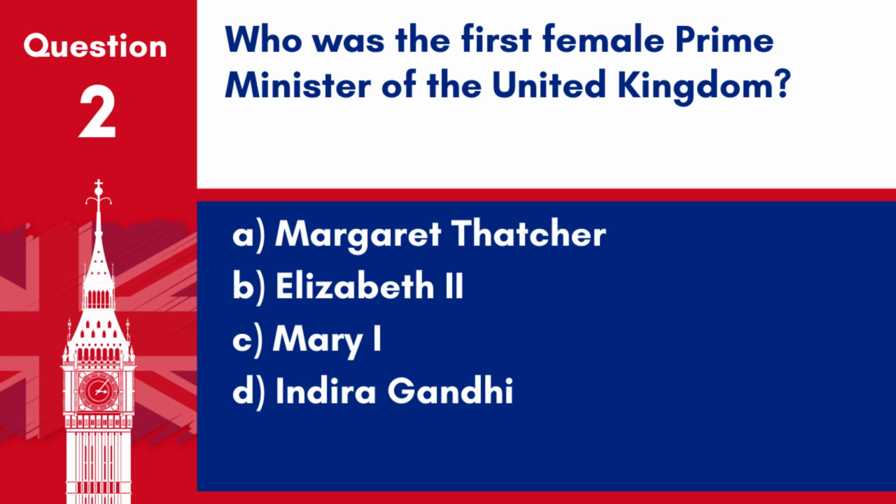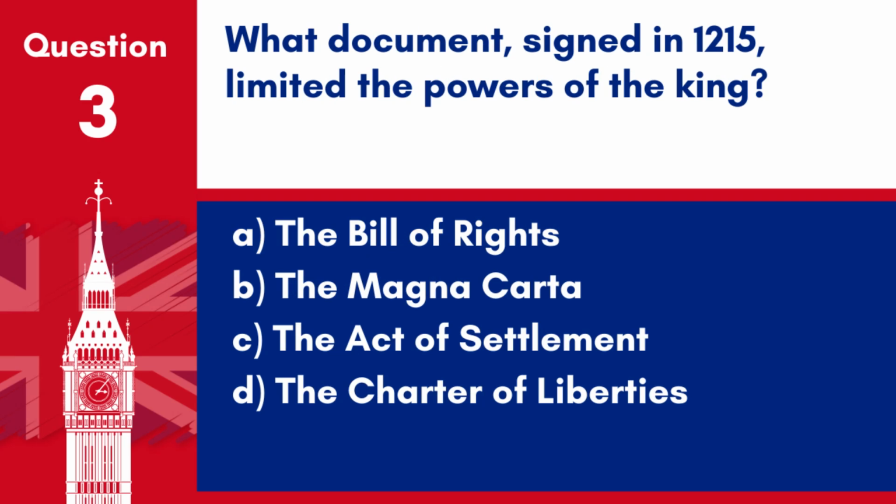Question 2. Who was the first female Prime Minister of the United Kingdom? A. Margaret Thatcher, B. Elizabeth II, C. Mary I, D. Indira Gandhi. Answer: A. Margaret Thatcher. Margaret Thatcher was the first female Prime Minister of the United Kingdom, serving from 1979 to 1990.